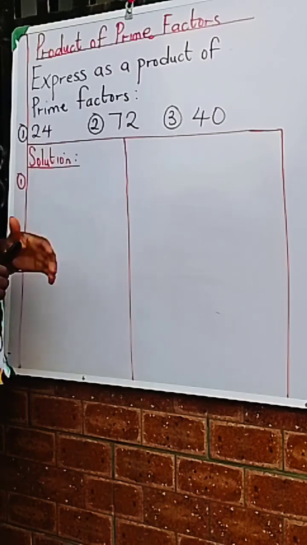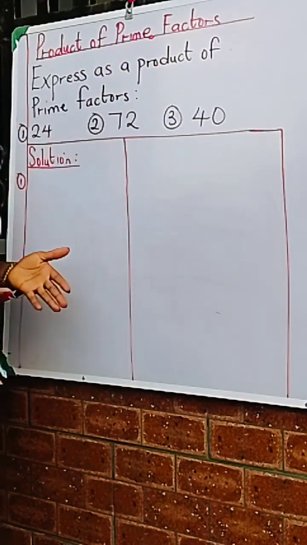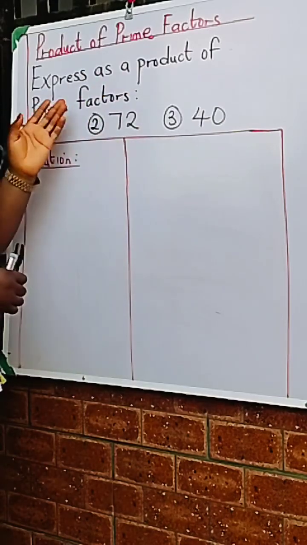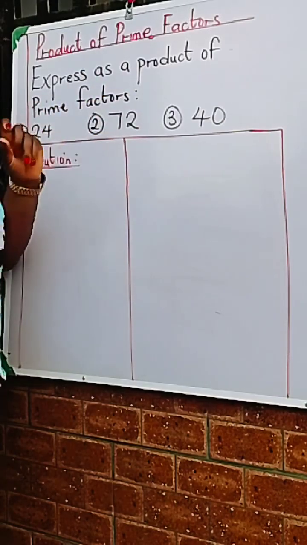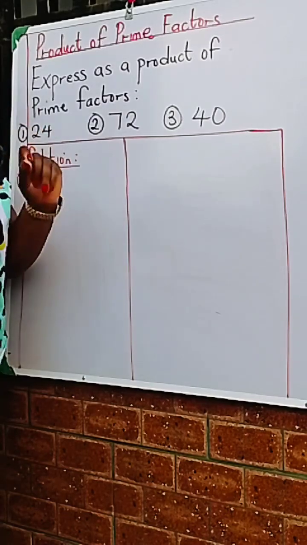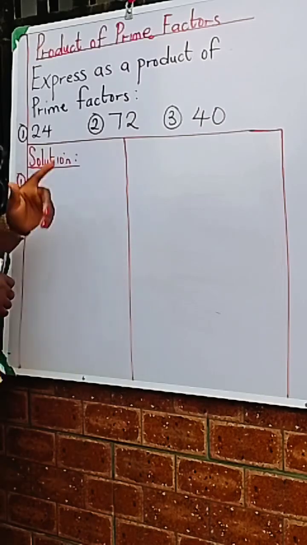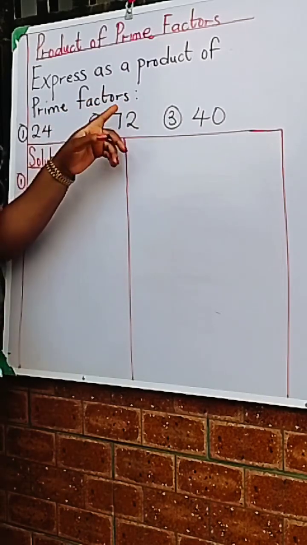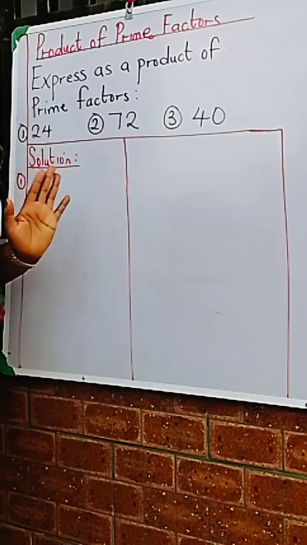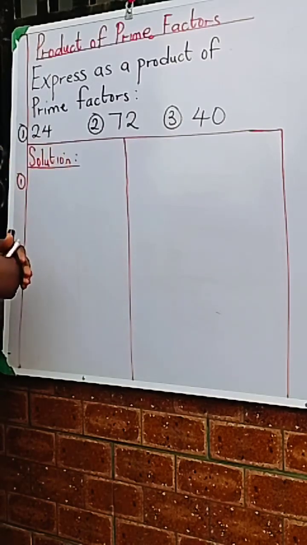Somebody will ask, what is product? Product means multiplication, the end result of multiplication. Now, prime factors are prime numbers that can divide a given number. And when you're asked to express as a product of prime factors, that means you're dividing only with prime numbers. Nothing short of prime numbers. So let's pick 24 using the factor division method.